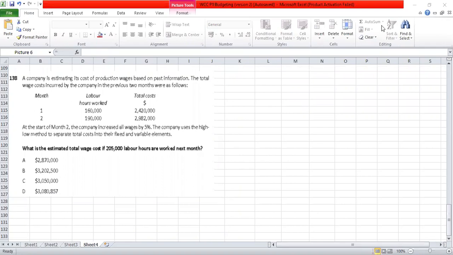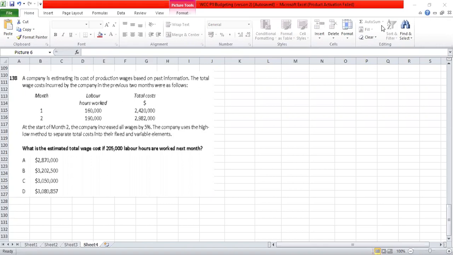A company is estimating its cost of production wages based on past information. The total wage cost incurred by the company in the previous 2 months were as follows. Month 1 and 2, labor hours worked, total costs. At the start of month 2, the company increased all wages by 5%. The company uses the high-low method to separate the total cost into their fixed and variable elements. What is the estimated total wage cost if 205,000 labor hours are worked next month?